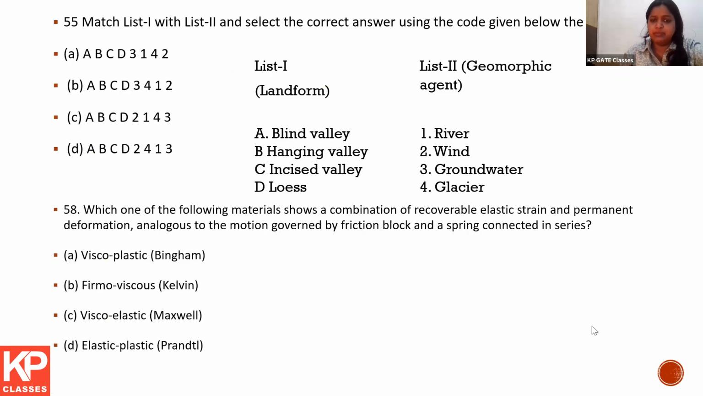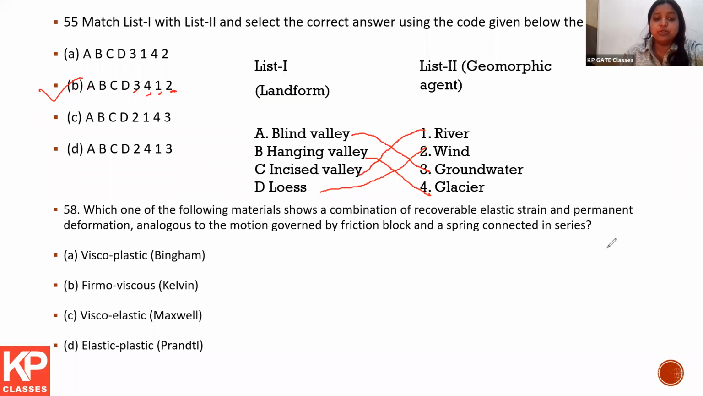Very easy question actually. Next one is match the following, list 1 and list 2. This is about landforms and the geomorphic agents. Very easy. Blind valley is associated with groundwater. Hanging valley is associated with glacier. Incised valley is associated with river. Loess is associated with wind. So the correct option will be option 2, A3, B4, C1 and D2. Right option is B.